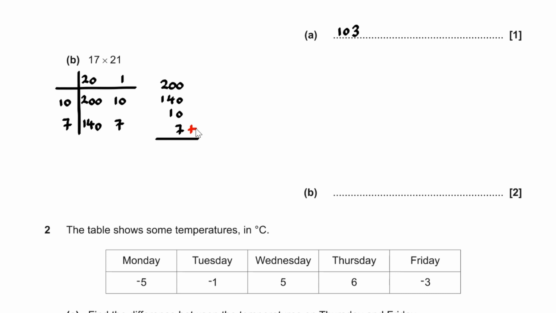Adding these together, here we end up with a 7, here we end up with a 5, and here we end up with a 3. And therefore, 17 times by 21 is 357.